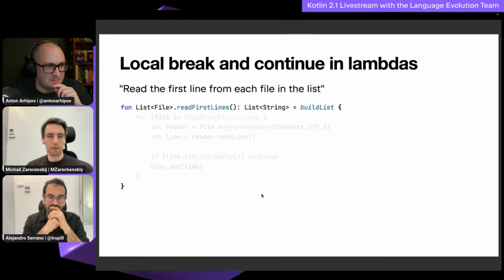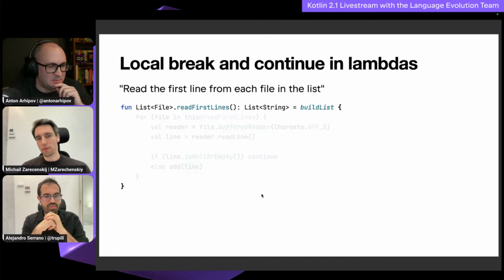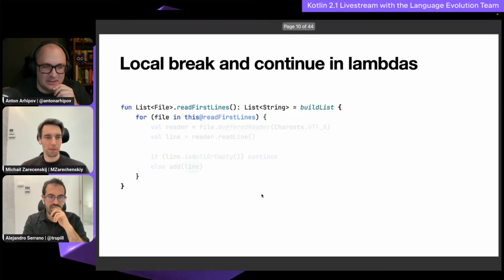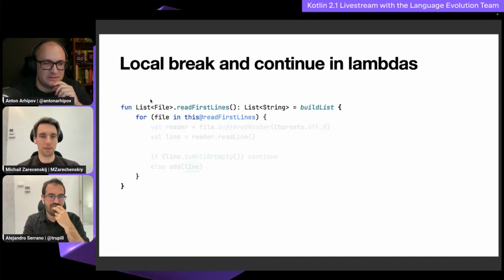So suppose we are reading files and we want to read the first line of each file. You're writing an extension function that provides this functionality, and we're going to iterate over the files in the list. There's this file in, and the receiver is now an outer receiver because we are inside the lambda for the buildList function, the lambda that is a parameter for the buildList function, right? That is why we need to specify this receiver explicitly.